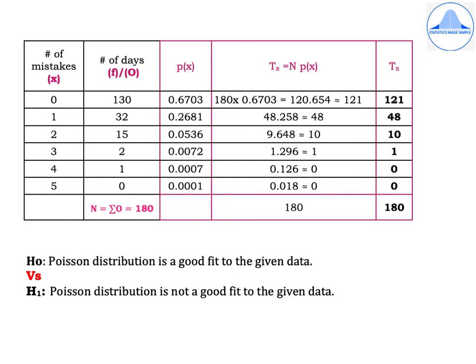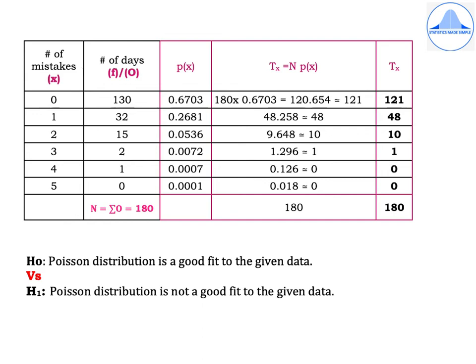Similarly, the next few theoretical frequencies are 48.258, which is approximated to 48, 9.648 is approximated to 10, 1.296 is approximated to 1, 0.126 is approximated to 0, and 0.018 is equal to 0. So when we add 121, 48, 10, 1, 0 and 0, we get the total as 180. So the final Tx values are 121, 48, 10, 1, 0, 0.